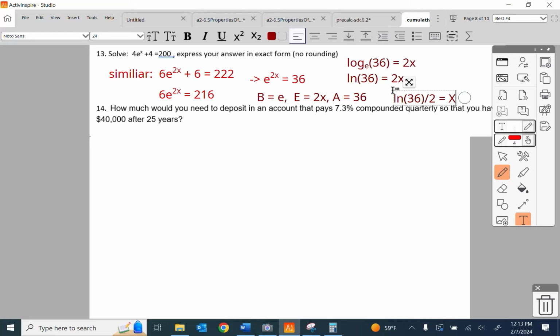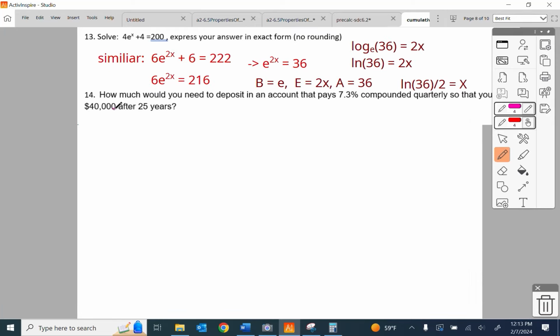How much would you need to deposit in an account that pays 7.3% compounded quarterly so that you have $40,000 after 25 years? My hands are starting to hurt, so I'm going to switch over to writing. The guys may not realize it, but I have been using technology my whole life, and it has really gotten to my hands. So let's make this 60,000.